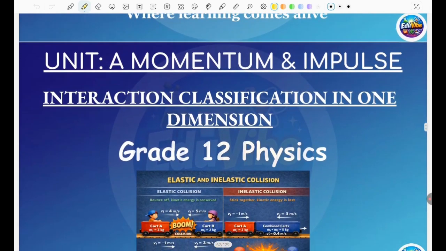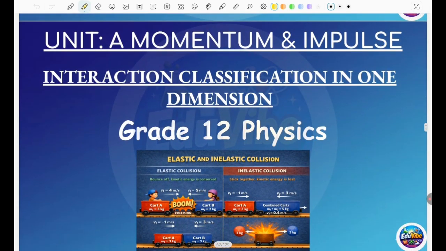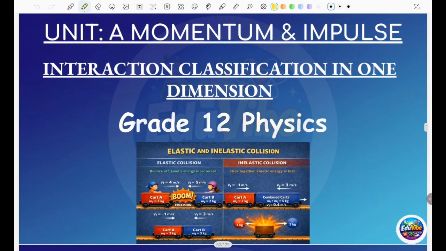So we will do the vitamin impulse. Today we'll start with another topic. This is collisions in one dimension, but today we are focused on the classification of collisions in one dimension, where we have to learn the elastic collisions and the inelastic collisions, and the kinetic energy too.